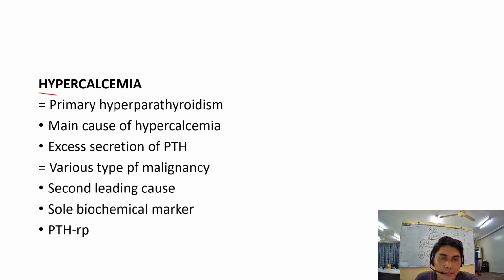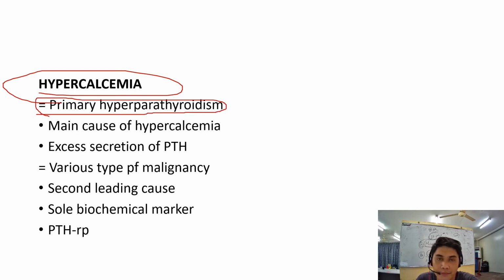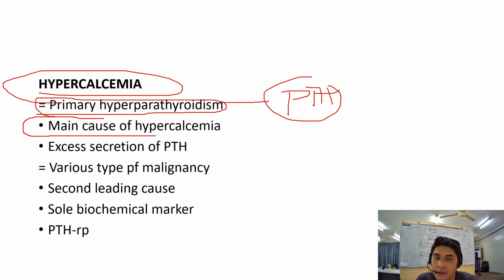Okay, so next is hypercalcemia. Hypercalcemia is the increase in calcium concentration. The first cause of hypercalcemia is primary hyperparathyroidism, meaning there's excessive production of PTH by the parathyroid gland. Maybe there's a tumor, and that's the reason why there's excessive production of PTH. Primary hyperparathyroidism is the main cause of hypercalcemia.